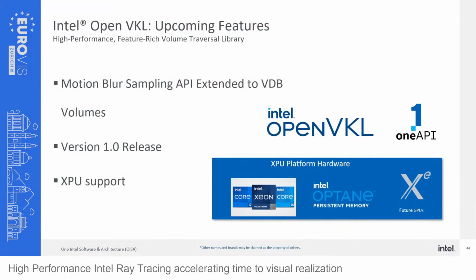Once again, we're going to look into the future. OpenVKL is rapidly moving towards its 1.0 release, and a major extension is in the works to add motion blur sampling support to our VDB volumes, so stay tuned. Also, like the rest of the rendering toolkit, we will be moving towards that full XPU support to cover all the compute available to you, from those Xeon CPUs to those future Xe GPUs.